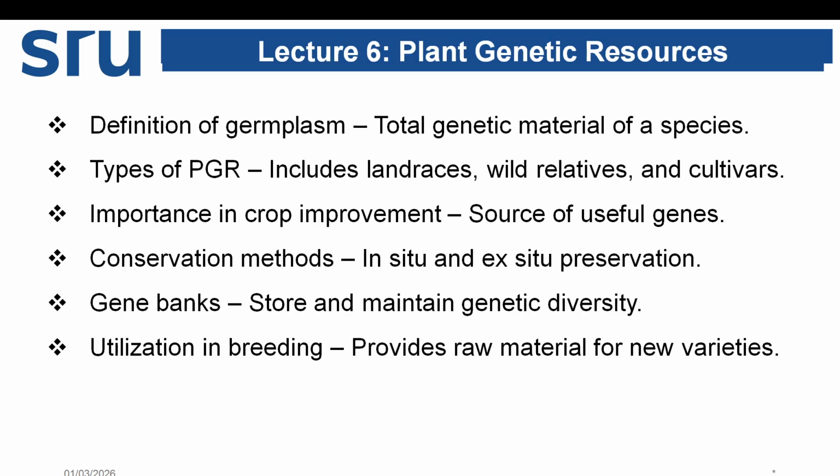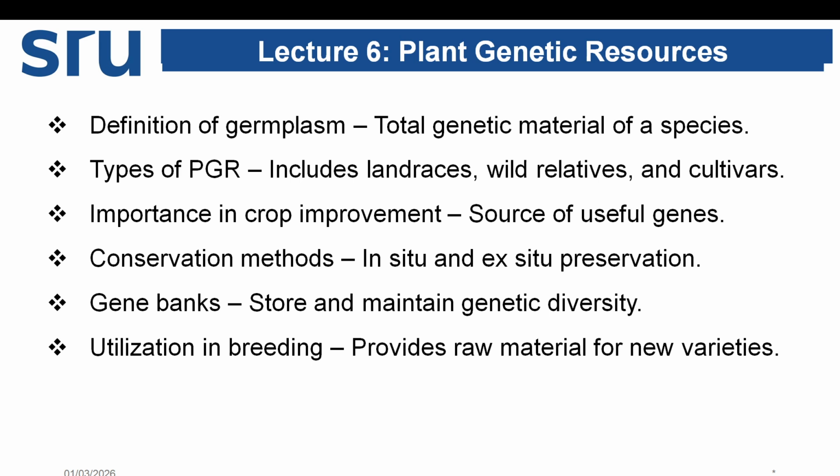So from male sterility, our next lecture, lecture number 6, is plant genetic resources. In this lecture, we will see what is meant by germplasm. Germplasm is the total genetic material of a species. Then, what are the types of plant genetic resources? They include landraces, wild relatives, and cultivars.